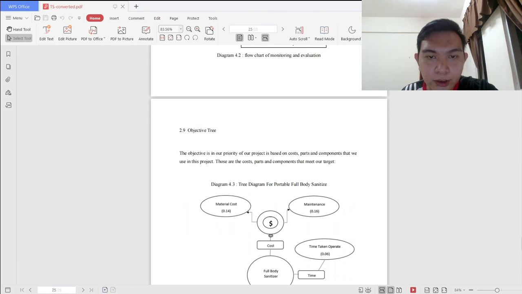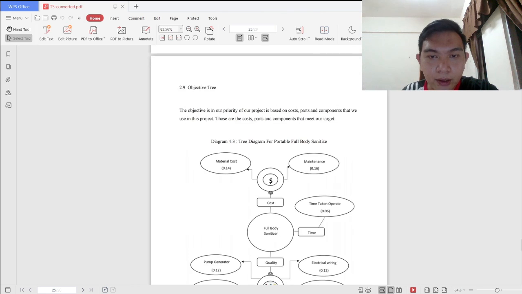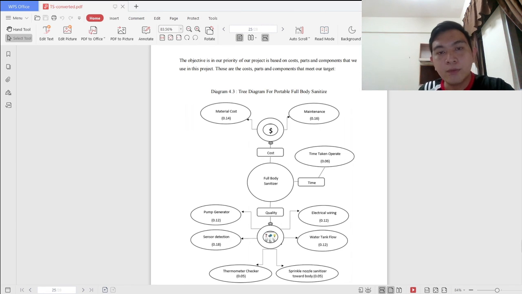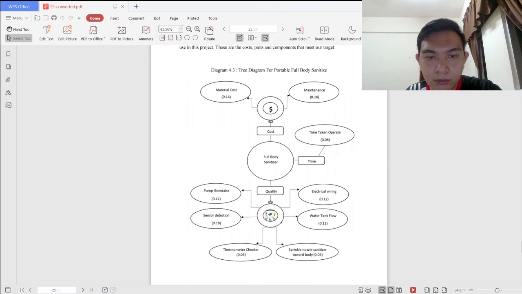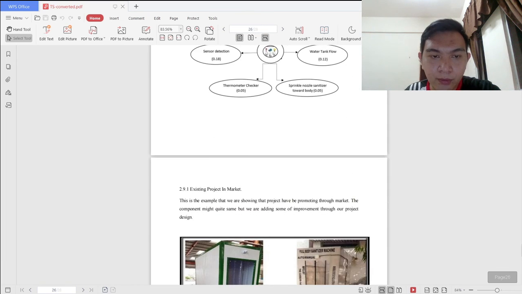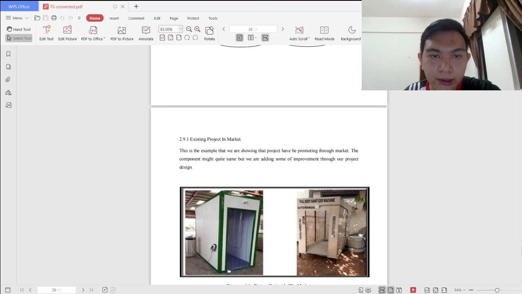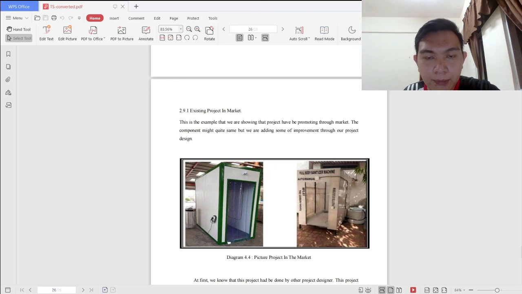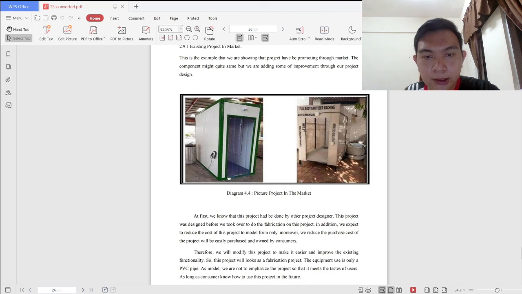For objective 3, which is from the design of last semester, for the full body we have divided into 3 categories, which are cost, time and quality. For cost, we have divided into 2: material cost and maintenance, and time is for time taken to operate. For quality, we have divided into 6 parts: pump generator, sensor detection, thermometer checker, sprinkler nozzle, water flow, and electrical wiring. For existing projects in the market, there are quite a few, so we brainstormed and came up with a few new ideas, which is our new project now.